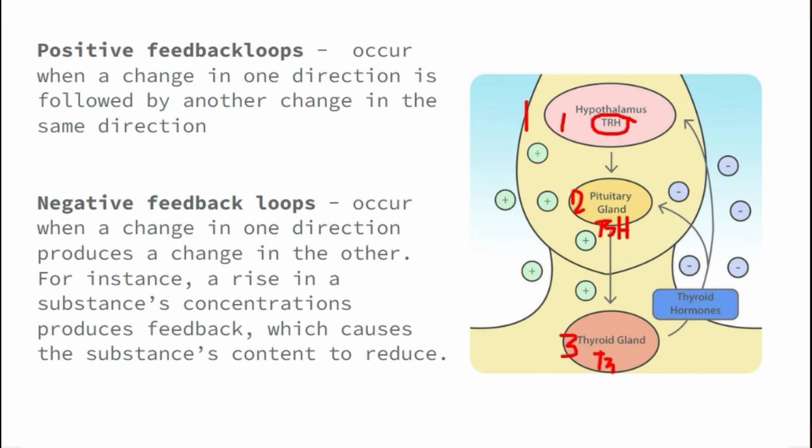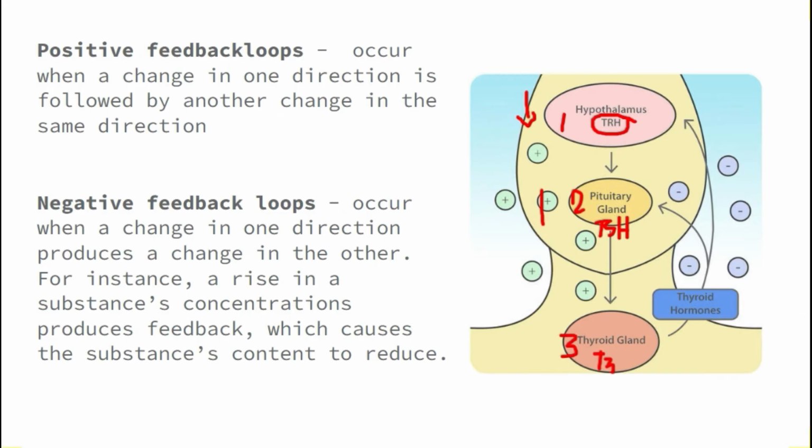And then, pwede rin naman something like this. Pwede rin naman ang TRH mag-decrease or bumaba. So pag mababa or nag-decrease ang TRH, the TSH will also decrease. And then the thyroid hormone will also decrease. So as you can see, they are in the same direction. That is a positive feedback mechanism.